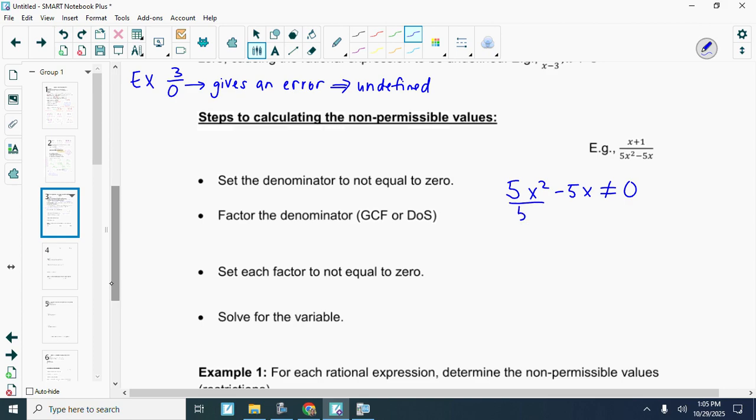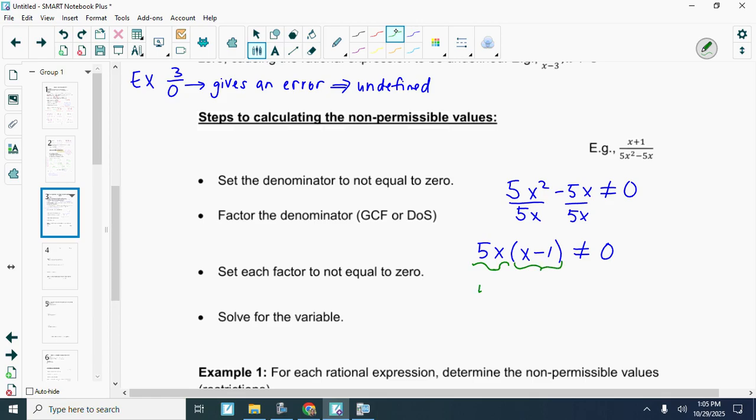So in this case, I'm going to pull out a 5x, and I'm left with 5x, x minus 1. Okay, my handwriting's gotten sloppy here. We factored it, it's still not equal to 0, but this is it in factored form. Then we just set each factor to not equal 0. Here's one factor, and here's our other factor.